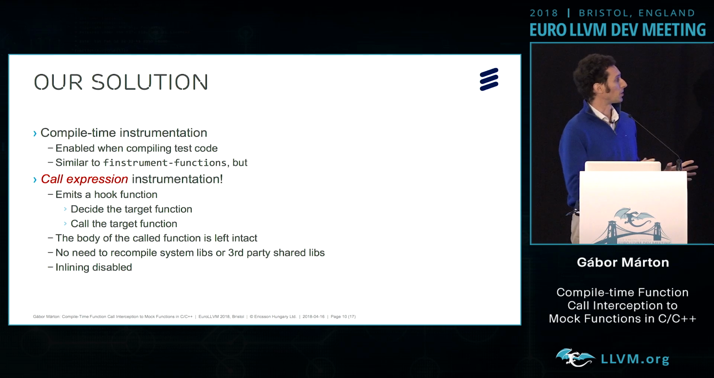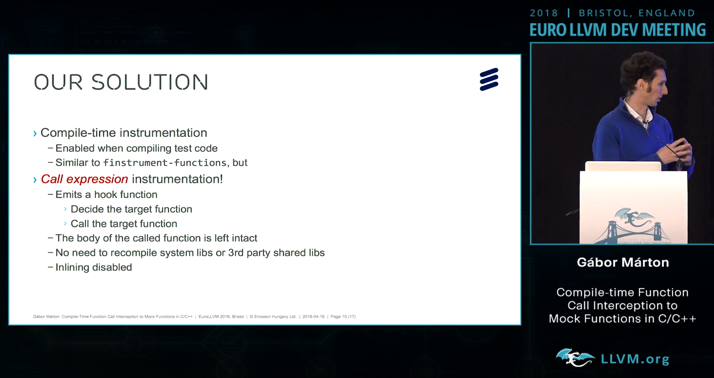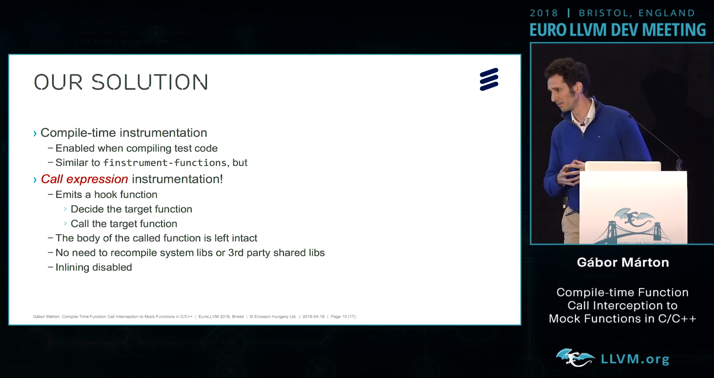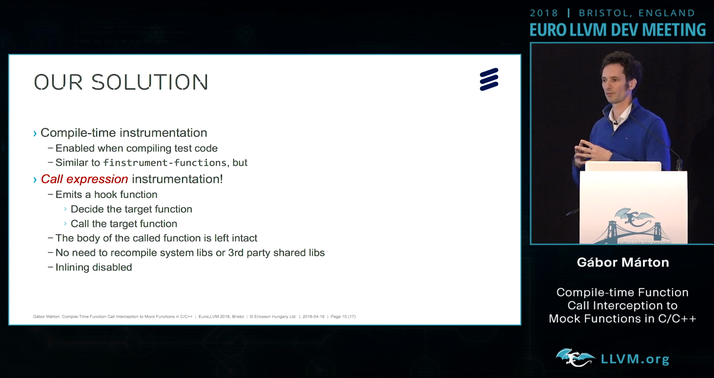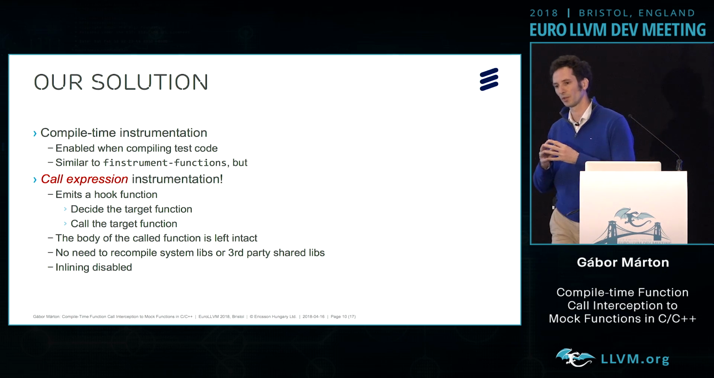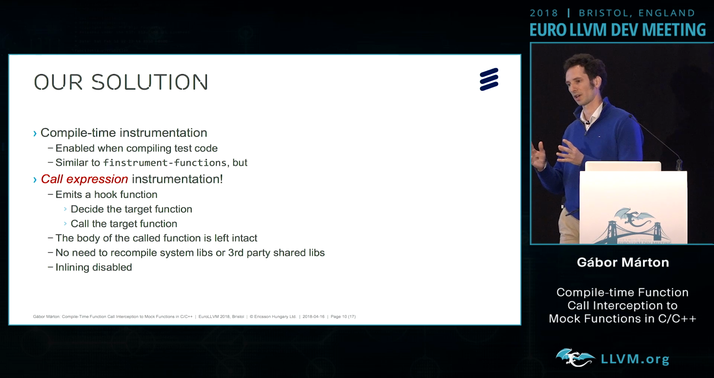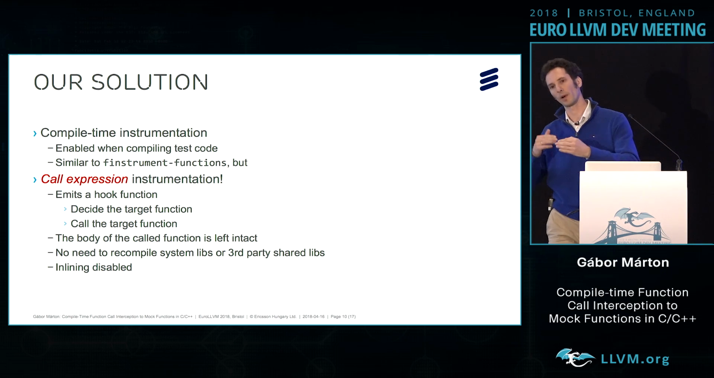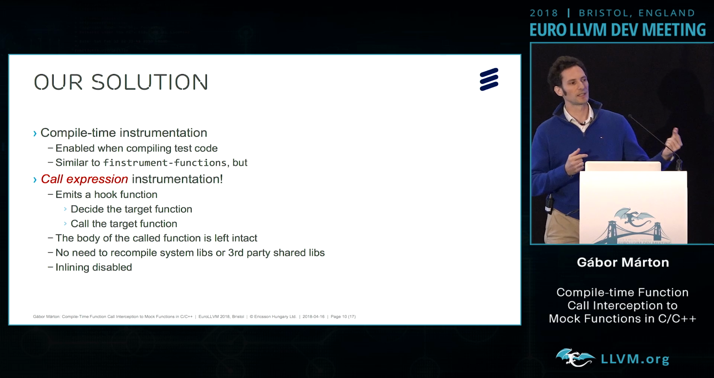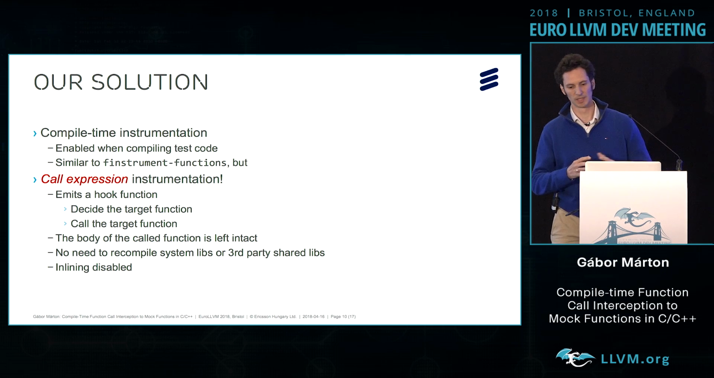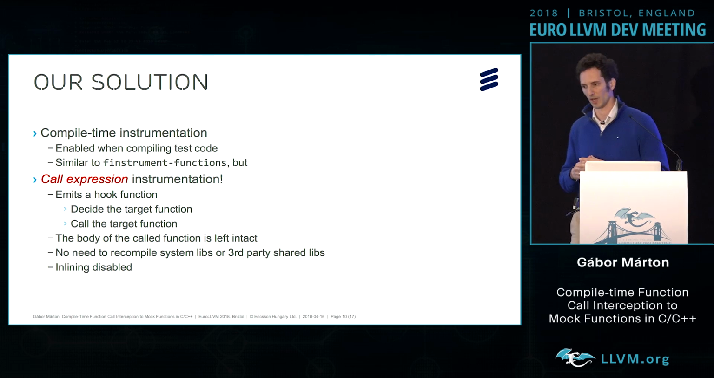So our solution is actually a compile time instrumentation. We instrument every call expression. And this has an advantage in case of shared libraries, for example, because we don't have to recompile the shared libraries. We just have to recompile that part of the code where the call expression itself is. So we can easily replace system functions and other third-party functions in our system.